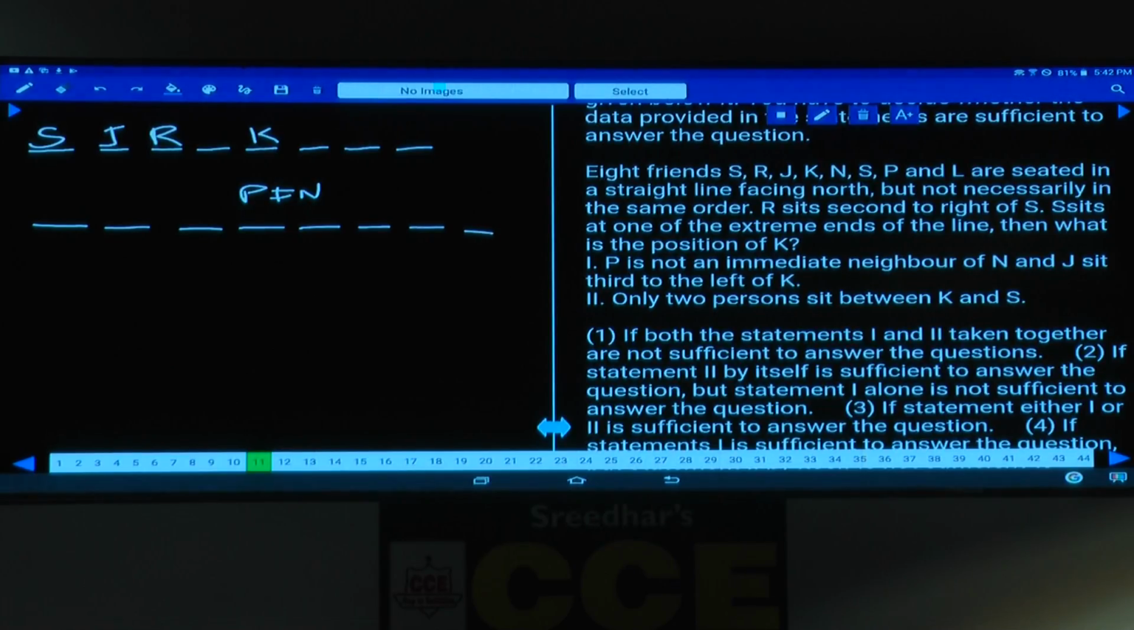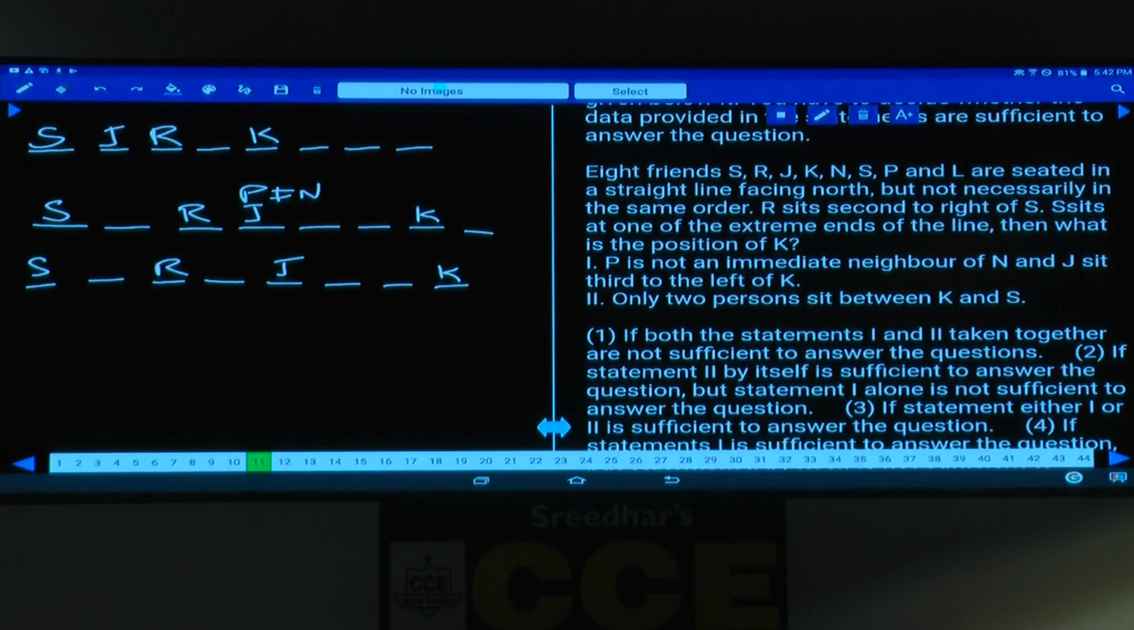Among these 8 persons, S is here. And what is the position of R? R must be here. And if you take J at this place, J sits third to the left of K, so K must be here. And one more possibility is left. R is here, and if K is here, 1, 2, 3, J will be here. So there are 3 possibilities for condition number 1.